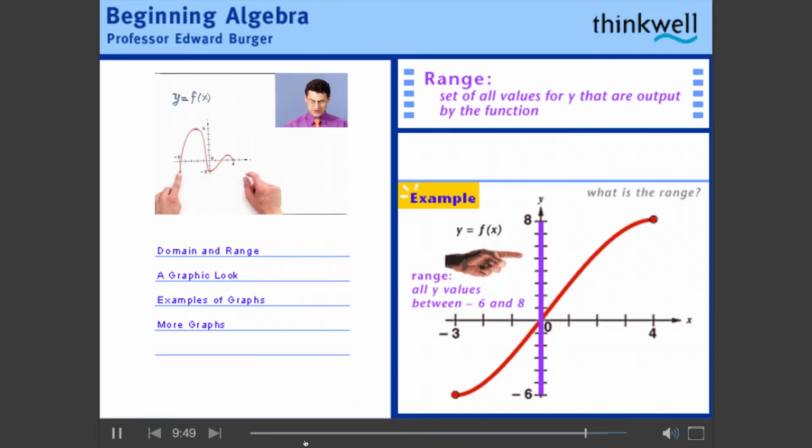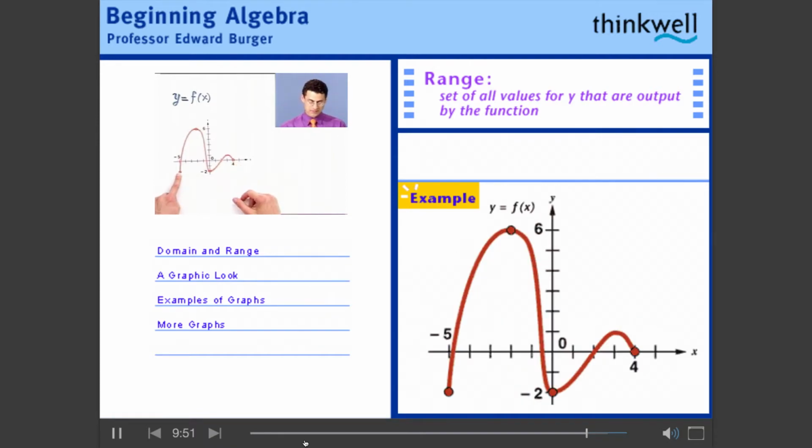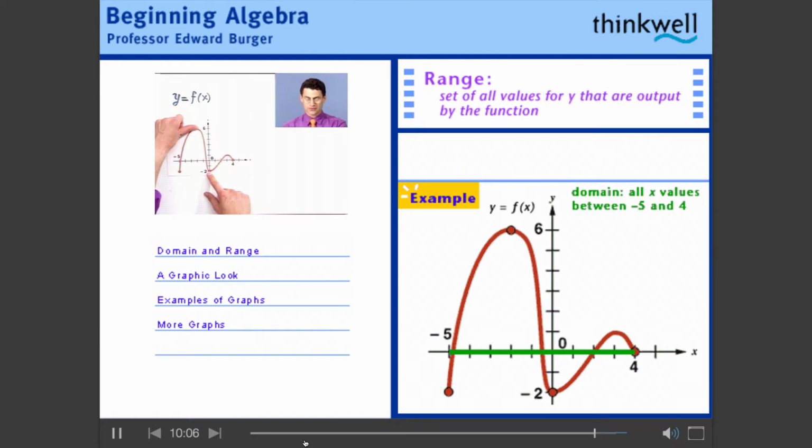Okay, let's start picking up the pace here a little bit. Here's another function that starts right here and ends right there. What's the domain? The domain is between -5 and 4. -5 and 4, that's the domain. Everything else is not in the domain. What's the range? Well, the highest point the function gets is 6. The lowest point is -2. So the range is between 6 and -2. So the y values that get hit are between 6 and -2. Remember, the domain, those are x values, and that's between -5 and 4.